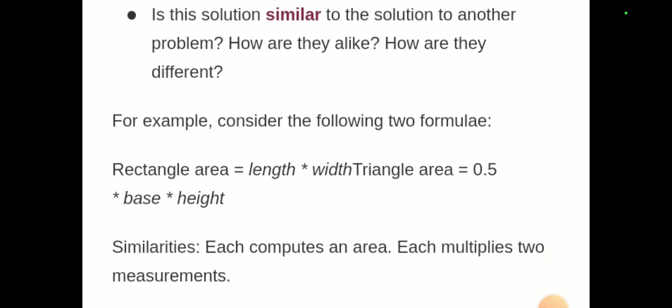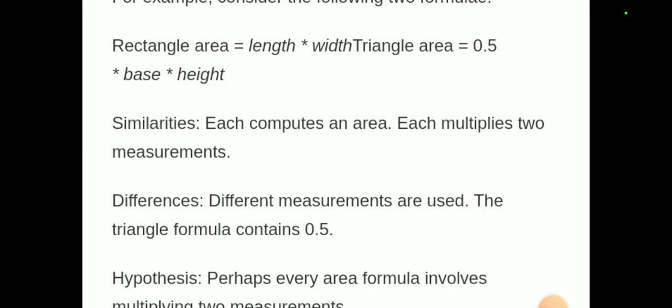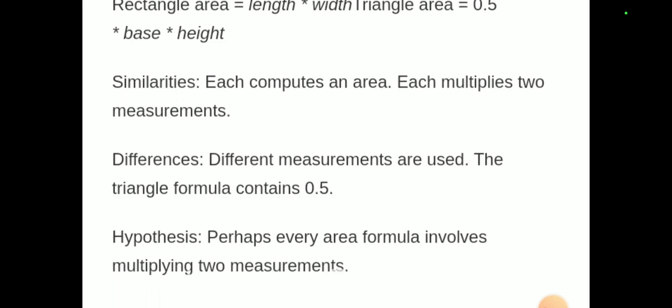Is this solution similar to the solution to another problem? How are they alike? How are they different? For example, consider the following two formulae. Rectangle area is equal to length times width; triangle area is equal to 0.5 times base times height. Similarities: each computes an area, each multiplies two measurements. Differences: different measurements are used. The triangle formula contains 0.5. Hypothesis: perhaps every area formula involves multiplying two measurements.